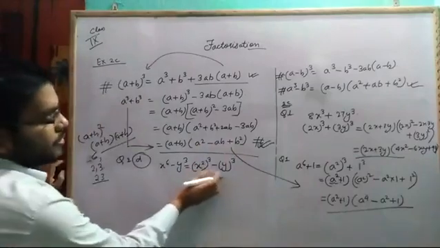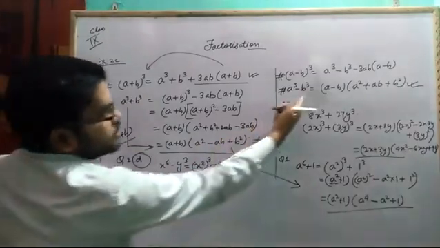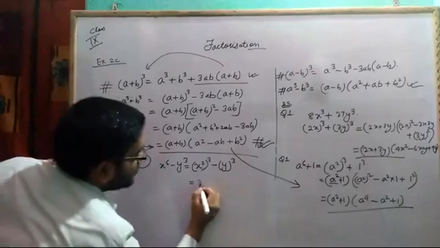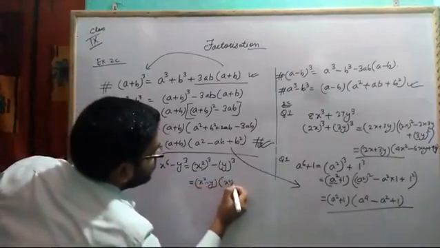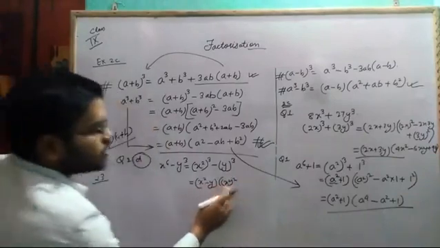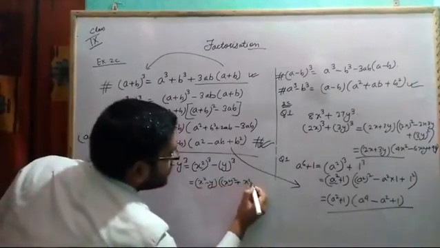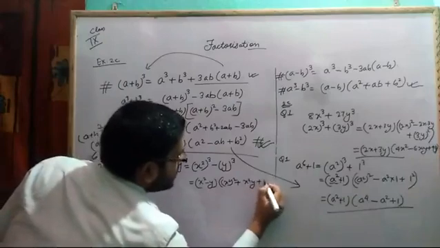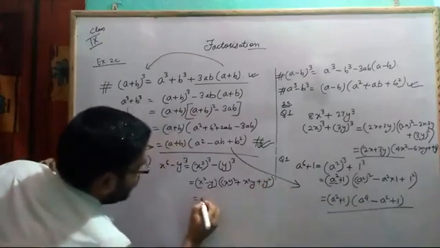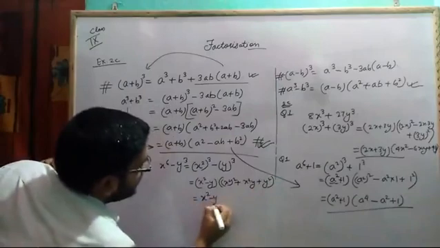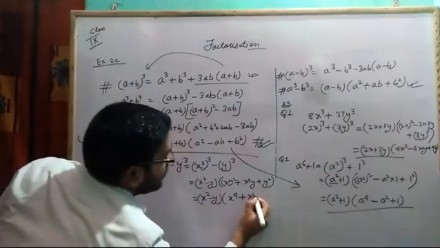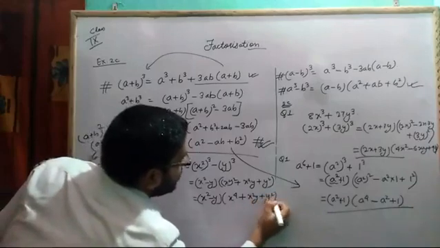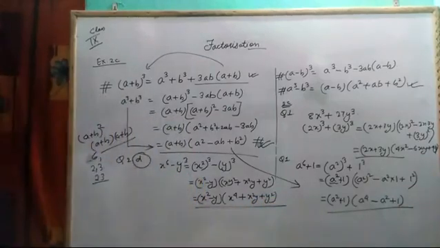Now it is in the form of a cube minus b cube. The a cube minus b cube formula is (a minus b) into... so I will write (x square minus y) into (x square) whole square, first term square plus first term into second term plus second term square. So finally it will be (x square minus y) multiplied with (x power 4 plus x square y plus y square). In this way we finish question number 2 subpart D.